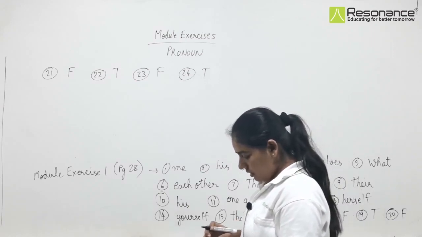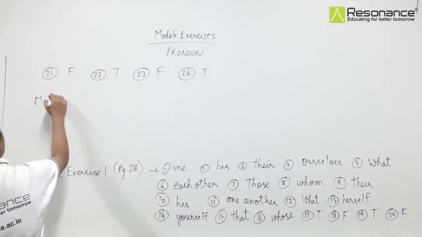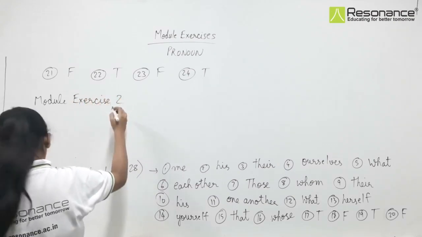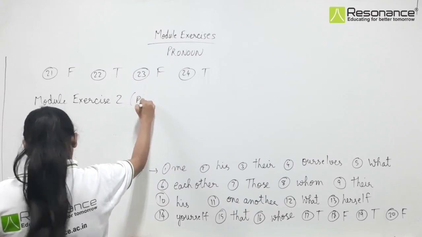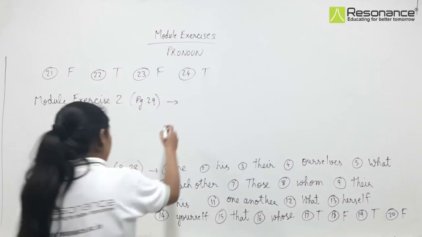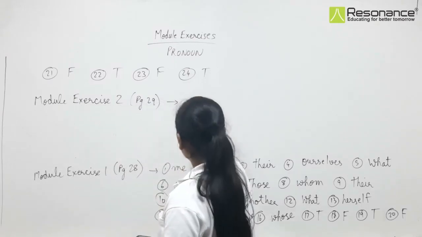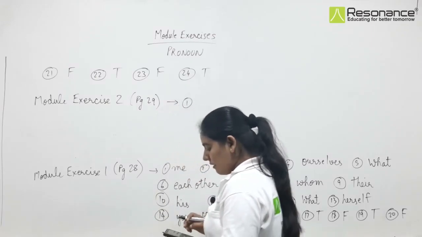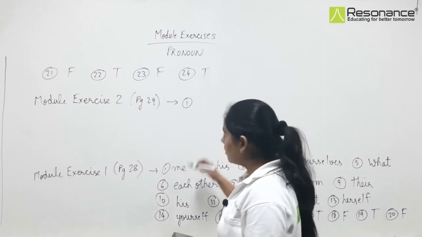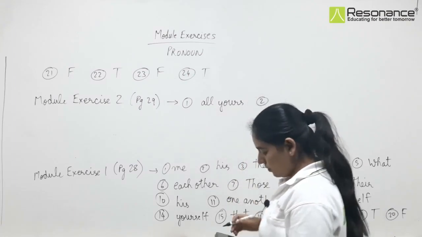And now exercise number 2. Module exercise 2 given on page number 29. So the question number 1. First question. You have to choose the correct alternative. If you work hard, success is all yours. Success is all yours.